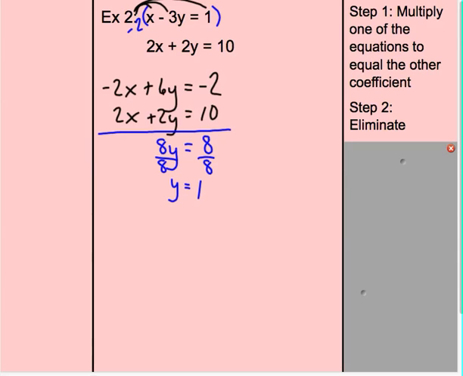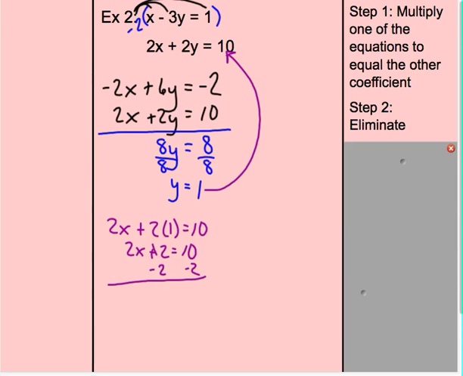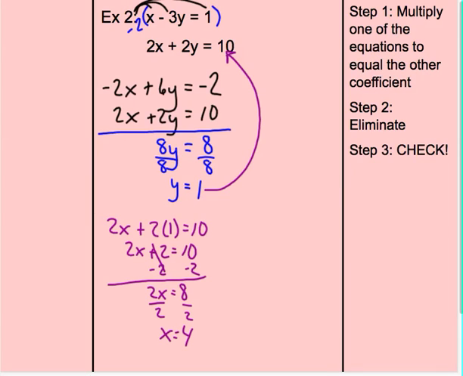Solving for x, I'm going to go ahead and use my second equation. Substituting 1 for y. 2 times 1 is 2. Subtracting 2 from both sides, we get 2x equals 8. So when I divide both sides by 2, I get x equals 4. Writing my solution as an ordered pair, I have x coordinate was 4, y coordinate is 1.